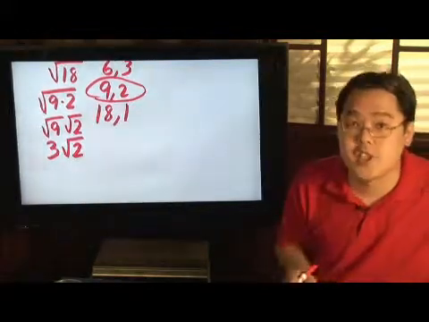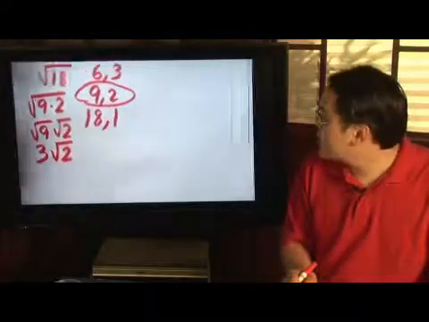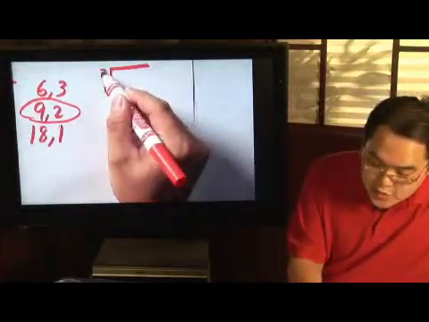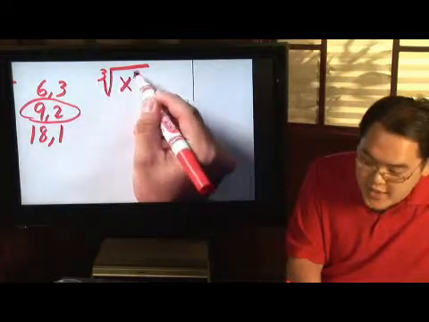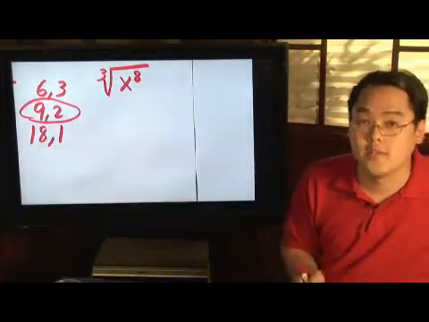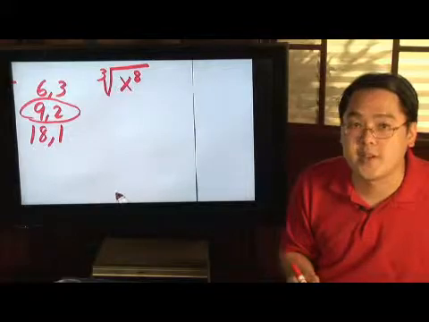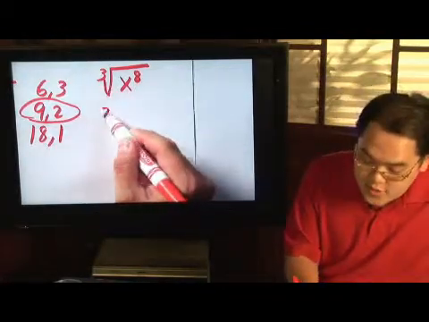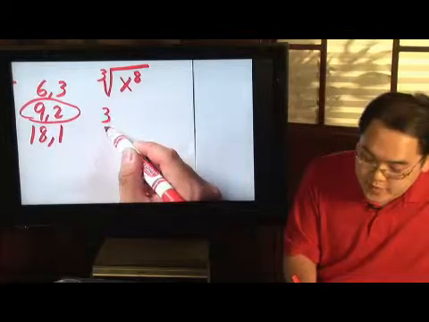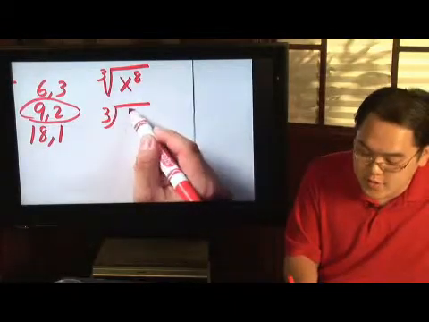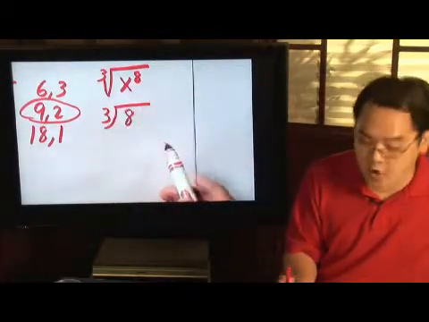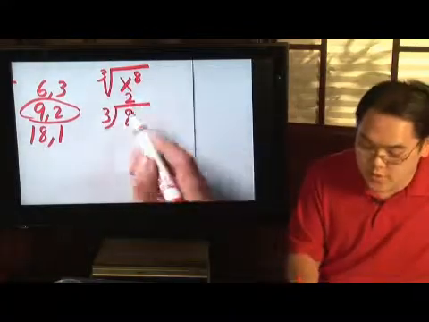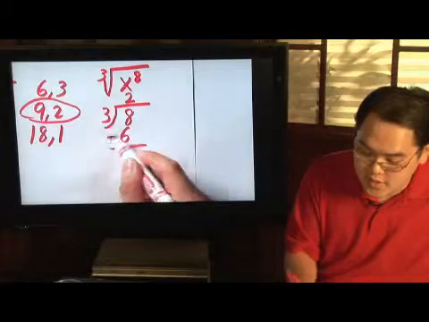Now, here's an example involving variables. Suppose you want to find out the cube root of, let's just say, x to the 8th. If you know your long division, figuring this out is very straightforward. The 3 goes on the outside, dividing into the exponent you see here. 3 goes into 8 how many times? 2. 2 times 3 is 6.